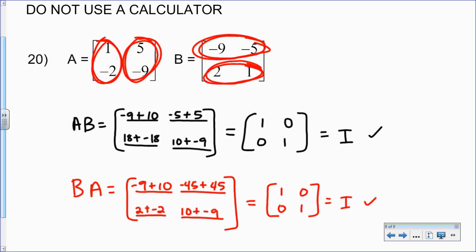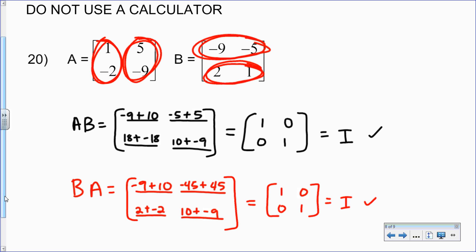So that verified they were inverses. Now, the only time that you'll get the same thing if you switch the order of A, B and B, A is if they're inverses. If they were not inverses, then the order matters. Matrix multiplication is not commutative. That means you'll get different products, even if you can multiply them, depending on the order that you multiply. Questions about that?